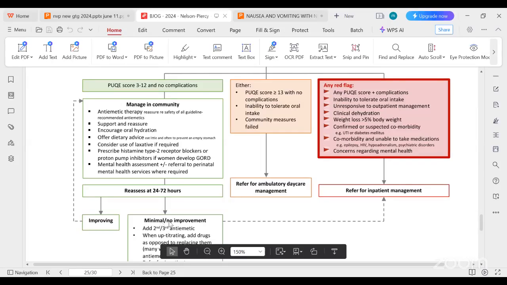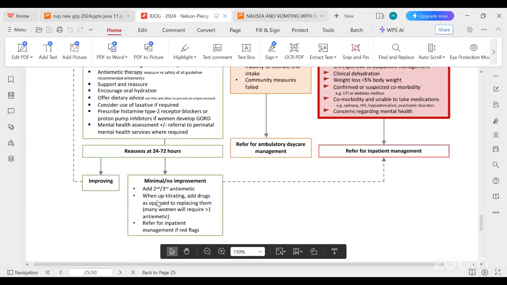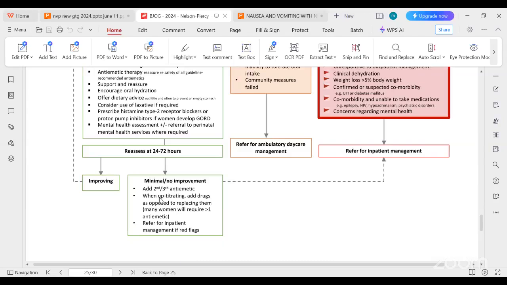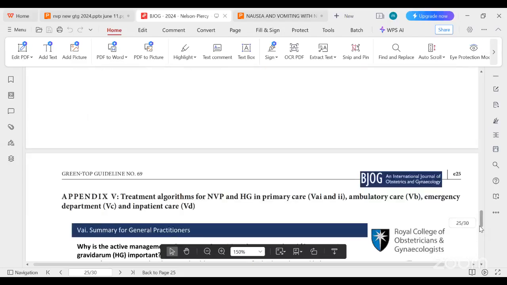But if there is minimal or no improvement, then we have to start either a second or third antibiotic, as you can see. So it is called up-titrating. When up-titrating, we have to add drugs as opposed to replacing them. Many women may require more than one antibiotic, and we have to refer for inpatient management if red flag signs are there. So what are the red flag signs? We have to know that. We have to memorize these red flag signs.